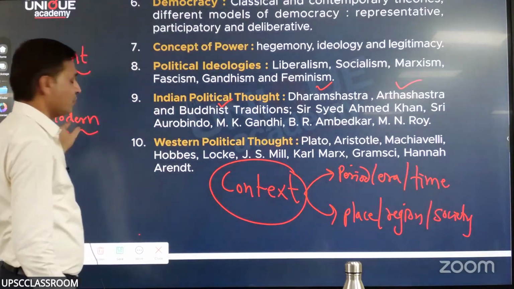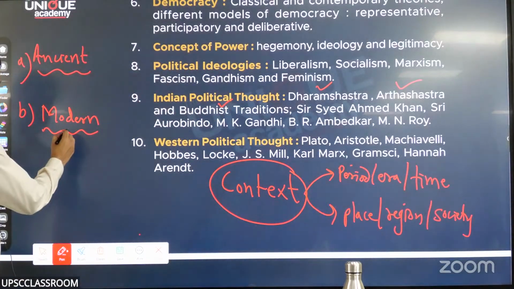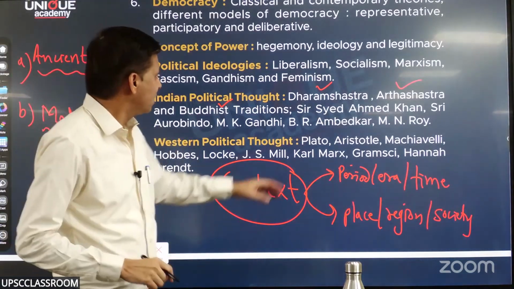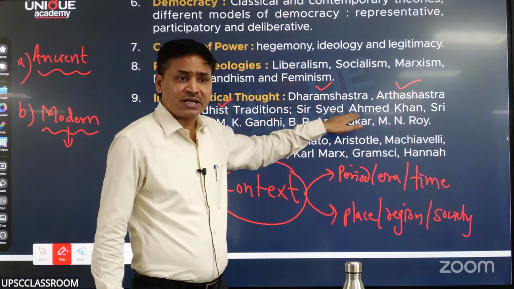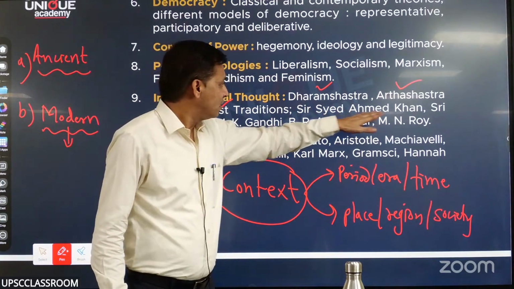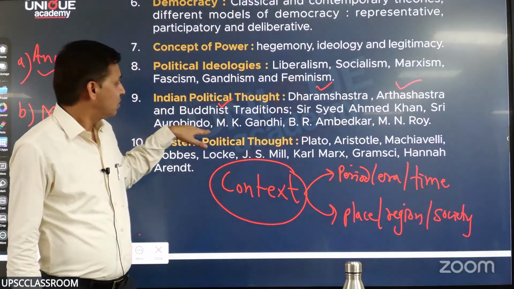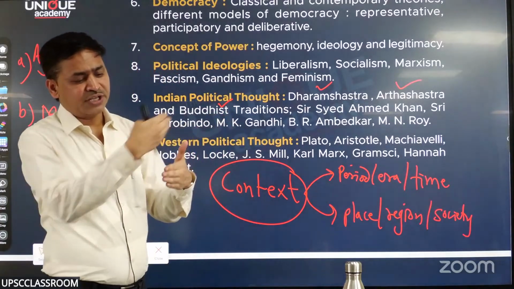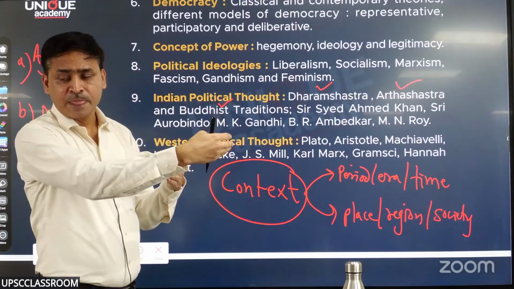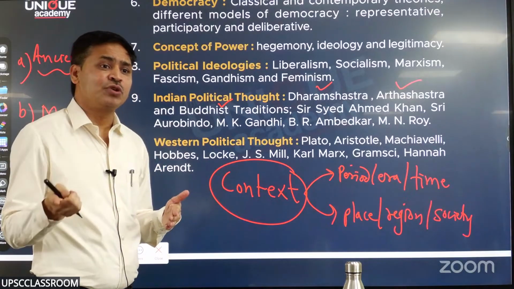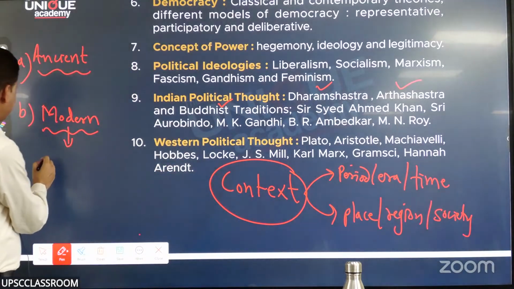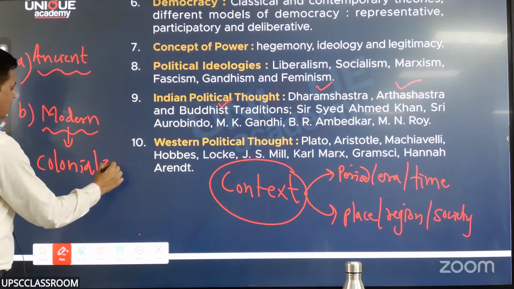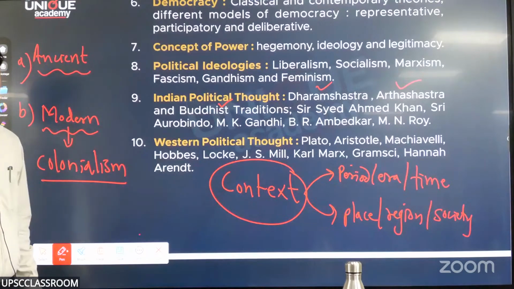Now, let us take it to modern Indian political thought. What was the context of modern Indian political thought? In what context did Sir Syed Ahmad Khan propound his ideas? Sri Aurobindo, Gandhi, Ambedkar, and Roy. What was the context to which they were intellectually responding? What was the context which shaped their political thinking? And we know for sure the keyword: this was the context, colonialism.